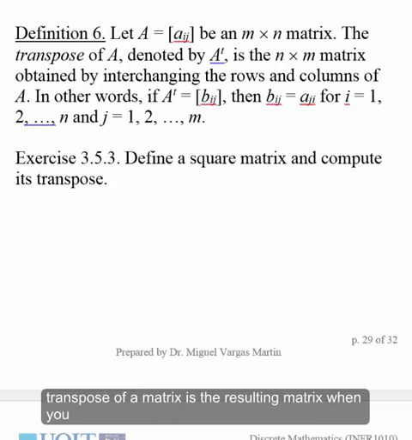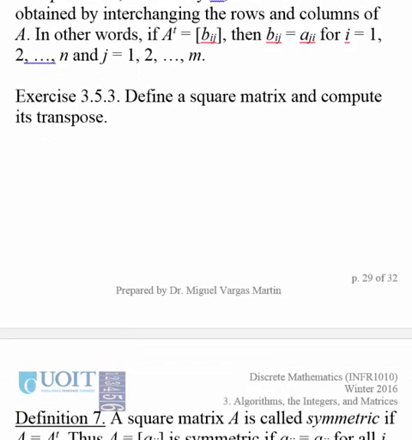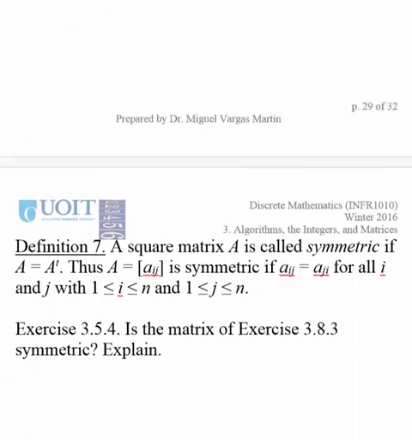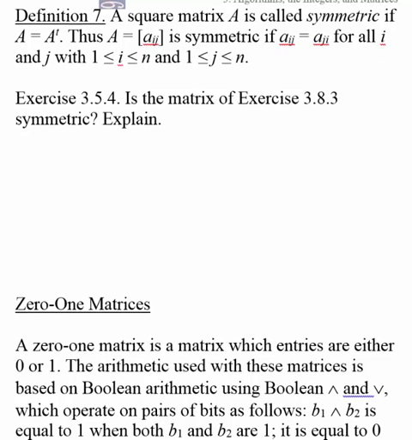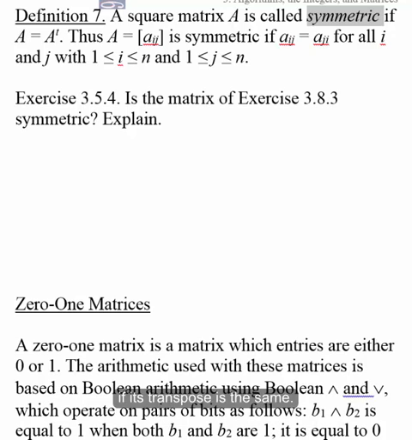Now, the transpose of a matrix is the resulting matrix when you turn the rows into columns. As simple as that. We also say in another definition that a matrix is symmetric if its transpose is the same.